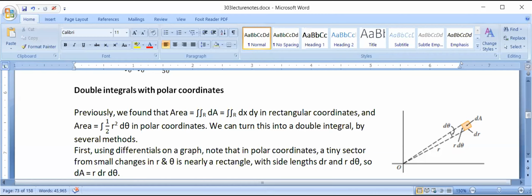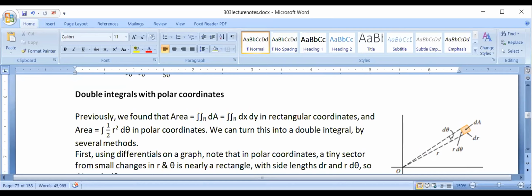Two things. First of all, previously we saw that area is always the double integral over the region of dA. Now, in rectangular coordinates, dA was just dx dy, because you get little rectangles. So dx times dy. In polar coordinates, we saw that the area was the single integral of half r squared d theta. Now we're going to turn this into a double integral, and there are a couple of different ways we can do it.